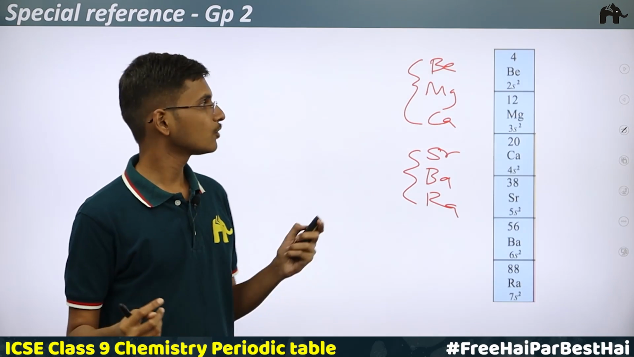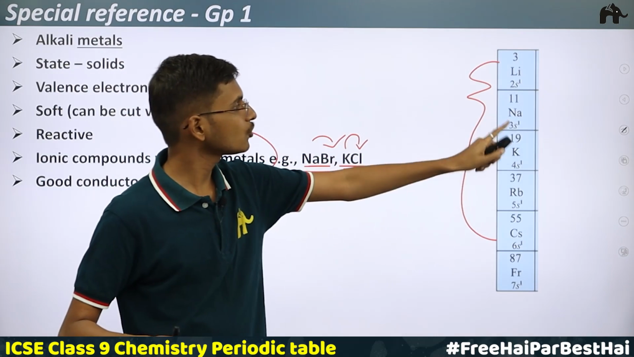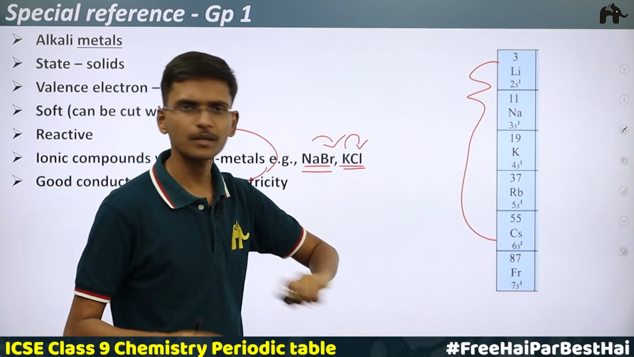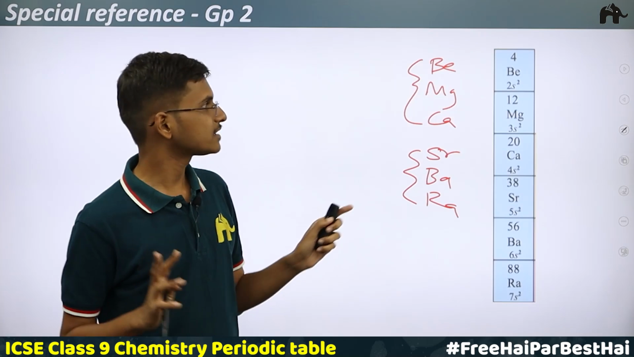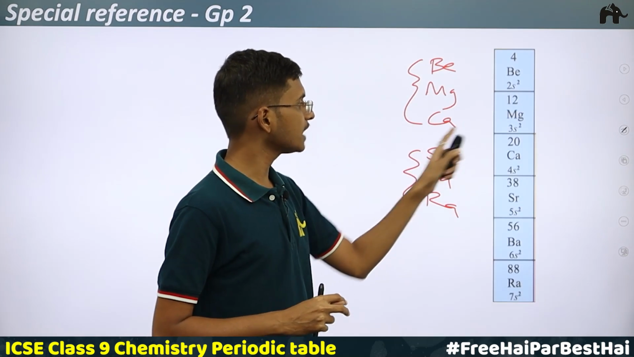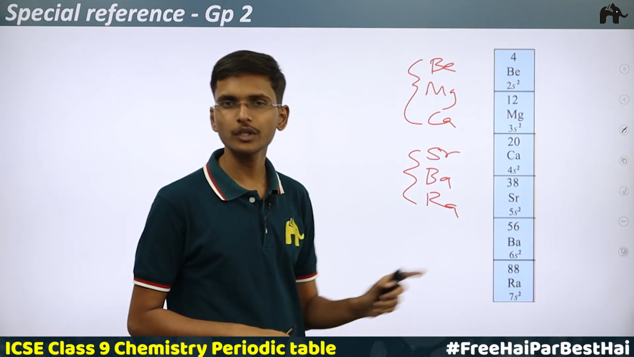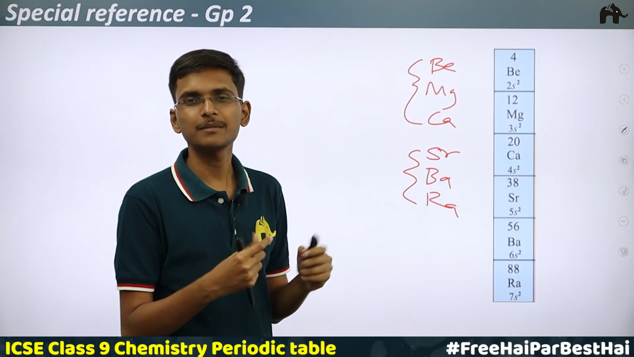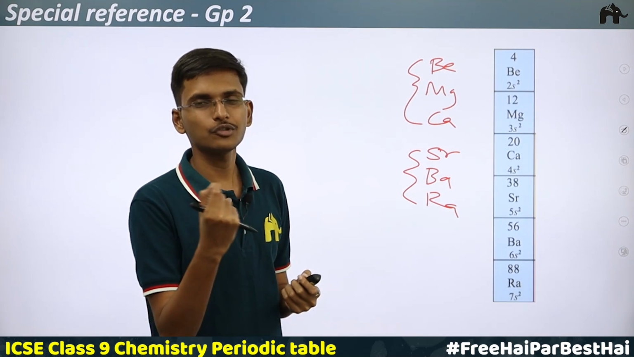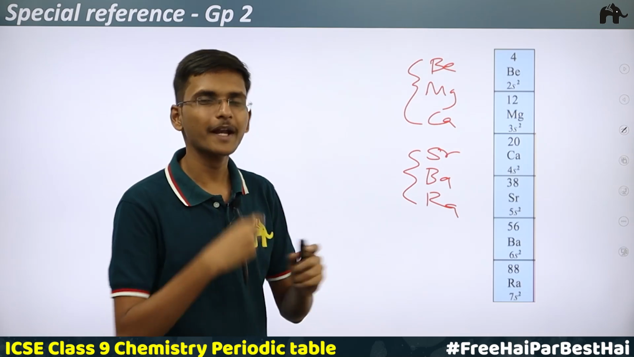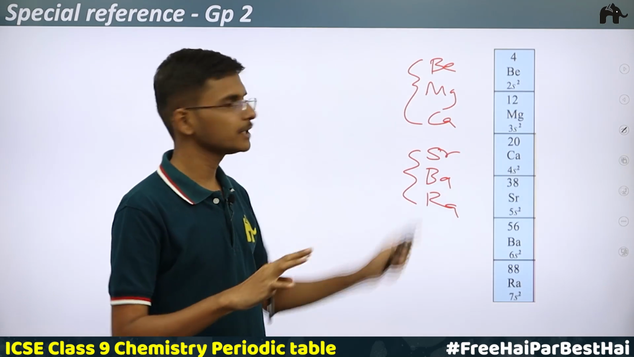What are the names? Initially the names of the group 1 elements are lithium, sodium, potassium, rubidium, cesium, francium. Here: beryllium, magnesium, calcium, strontium, barium, radium. You need to just remember these names. You would require some time to get thorough with it, but practice would make you thorough. So names are done.